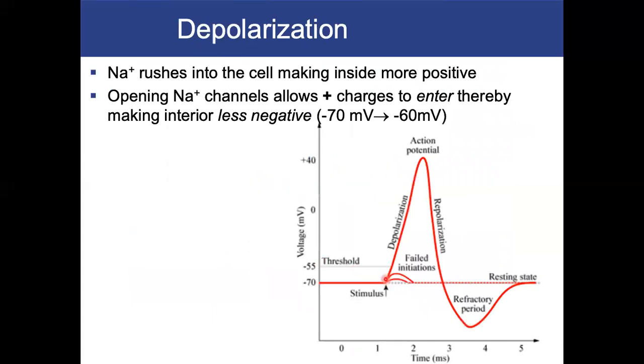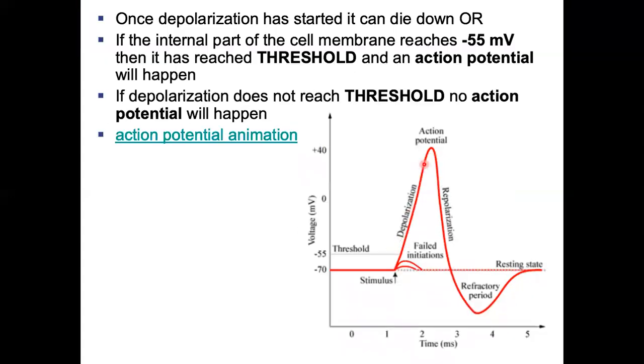So depolarization is to make the cell more positive, the inside of the cell more positive, right? And so you can say less negative, that's fine, more positive, same thing. And so sodium is going to rush in, causing that depolarization. Okay. So once depolarization has started, it can die down, or if it hits negative 55 inside the cell, then an action potential will happen. Okay. If it doesn't hit threshold, no action potential will happen. So you can take a look at that.